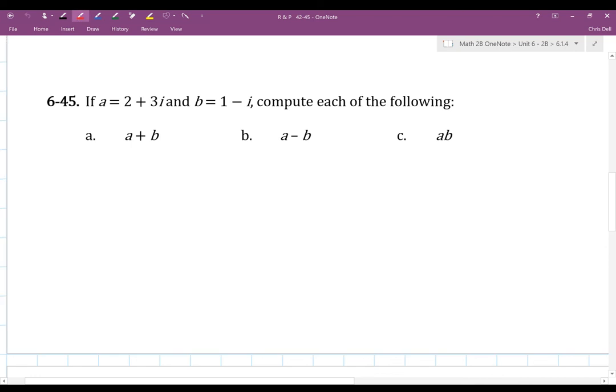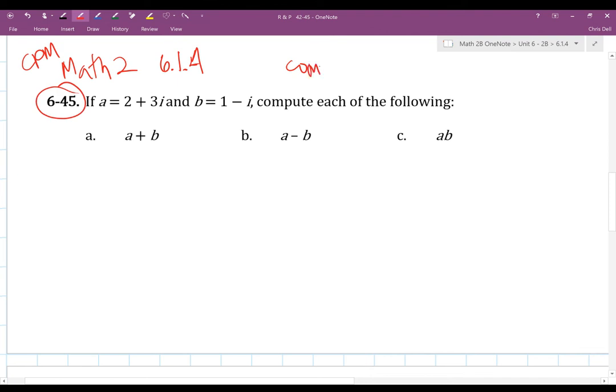We are looking at a problem that deals with complex numbers and simplifying them based on the operations that we have here: computing, adding, subtracting, and multiplying complex numbers. So again, remember a complex number. This is a problem I'm taking from CPM Math 2, section 6.1.4, number 6-45, or number 45 here.